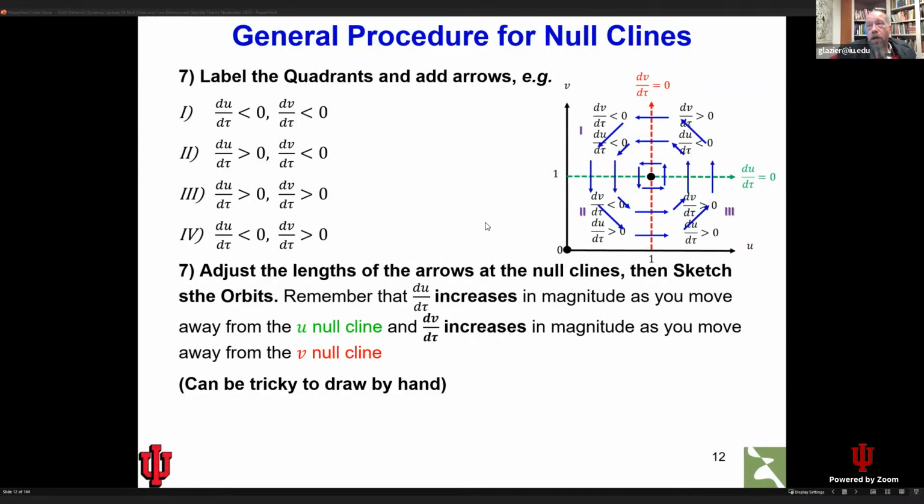We then label the quadrants, again, so we don't forget. dv/dt is greater than 0, du/dt is less than 0. dv/dt and du/dt are both greater than 0. So we put a label in each quadrant. And then we want to remember something else, which is that du/dt increases in magnitude as you move away from the u null-cline, and dv/dt increases in magnitude as you move away from the v null-cline.